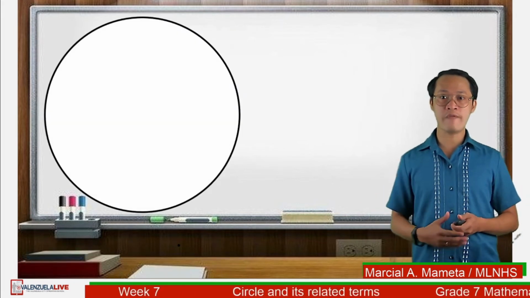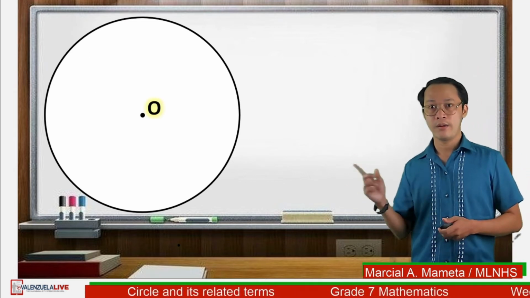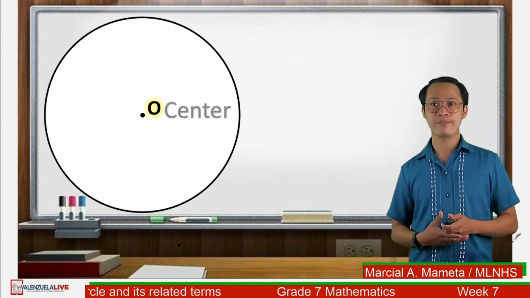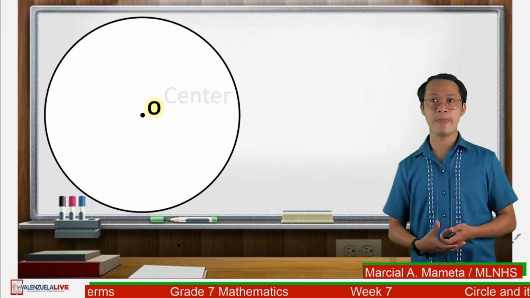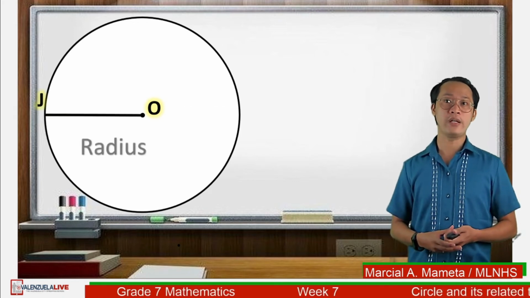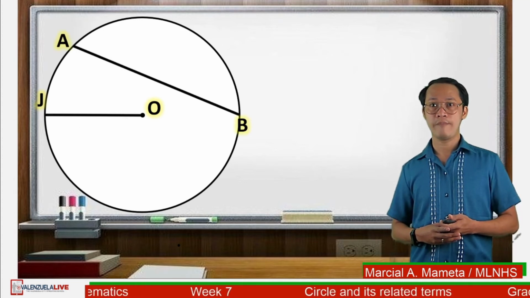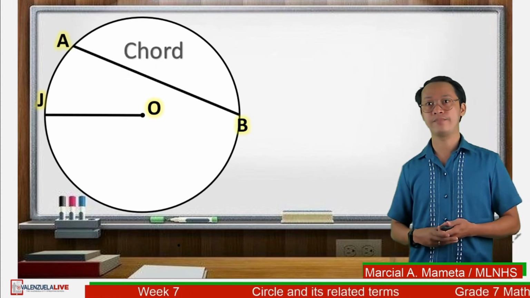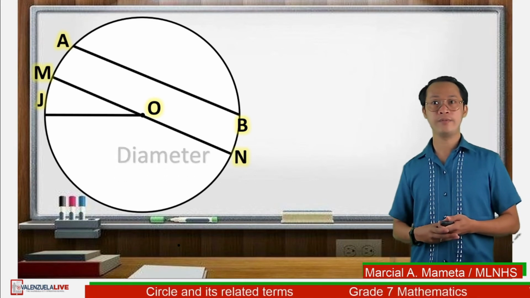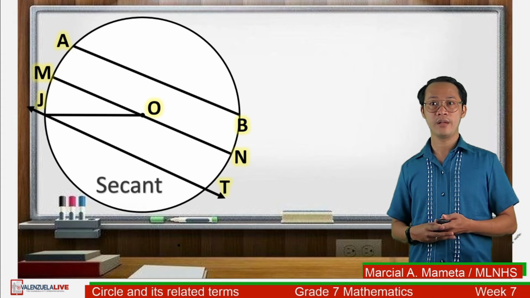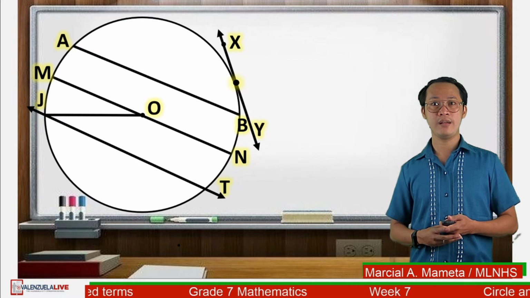Again, let's try to look back to the different terms related to the circle. First one is the point O. This is the center of our circle, followed by the radius, followed by the chord, the diameter, the secant, and the tangent.